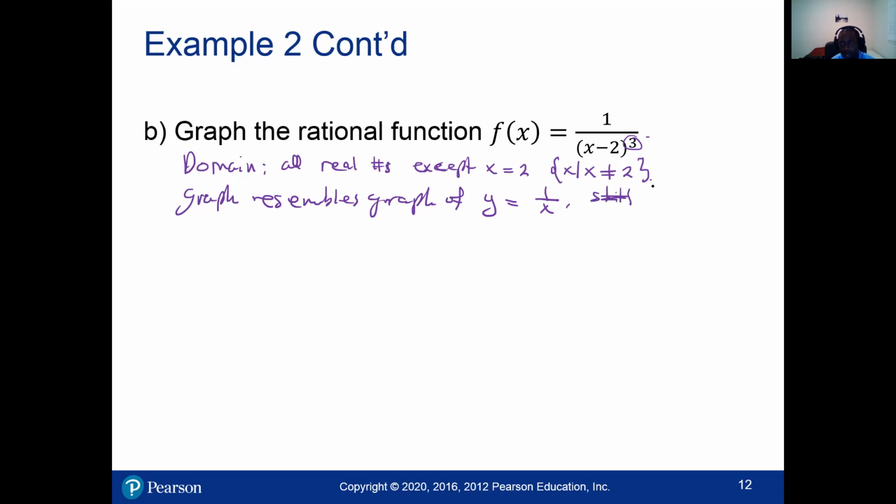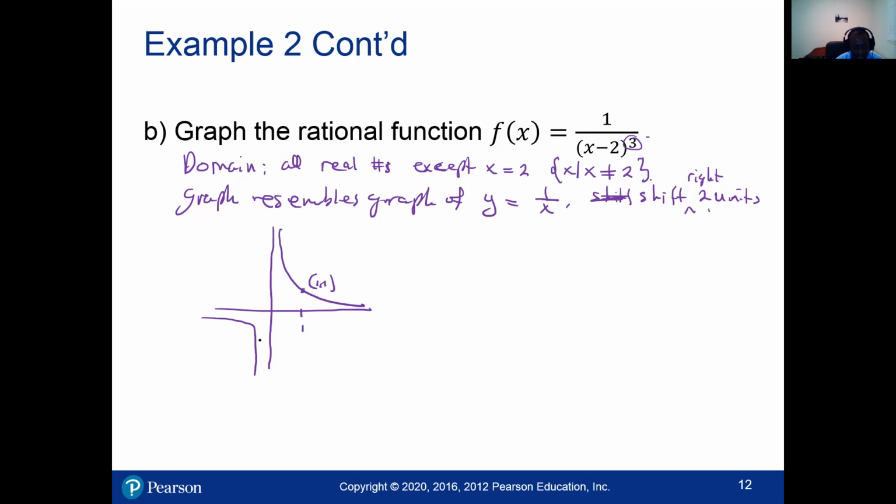So shift 2 units, shift right. Actually, it's a horizontal shift right 2 units. Okay, so when we have this graph here, let's say this is 1. It's going to pass through the point (1, 1), and on this side too, it's going to pass through the point what?